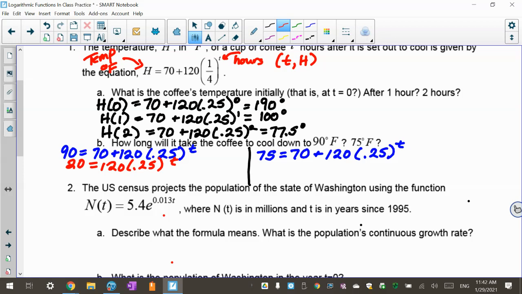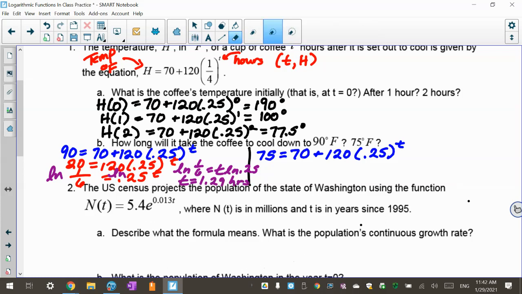Then I look for some more normal math, and I can see I can divide by 120. And 20 over 120 is 1/6, so I'm just simplifying it. And look at this equation. It's so easy. Now I just have to take the natural log. If I natural log both sides, I get the natural log of 1/6 equals t times the natural log of 0.25. And then I'm going to divide by the natural log of 0.25. So t will come out to be 1.29 hours. And we already saw that by looking at the graph.